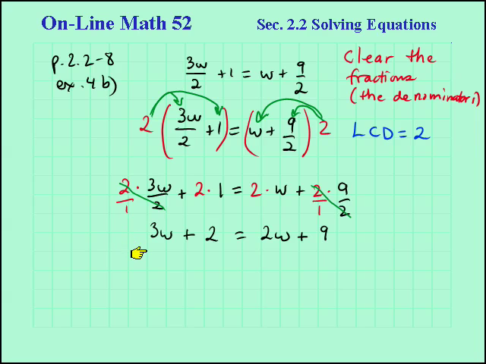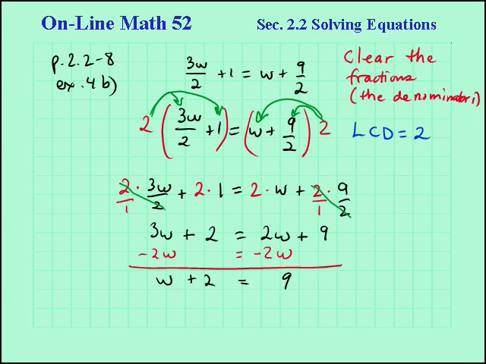And thinking ahead, I'm going to add negative 2w to each side and eliminate 2w from the right side. And I'll get all of the variables on the left. So I'm going to add a negative 2w here and a negative 2w here. And then we're going to have an equation that will be simpler to solve. w plus 2, or 1w plus 2, equals 9. And this becomes very simple to solve now.